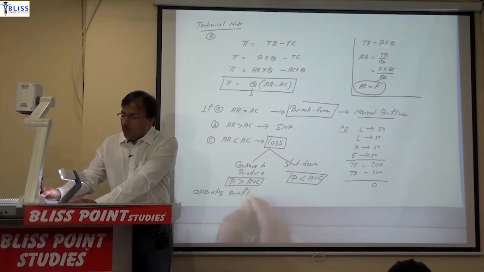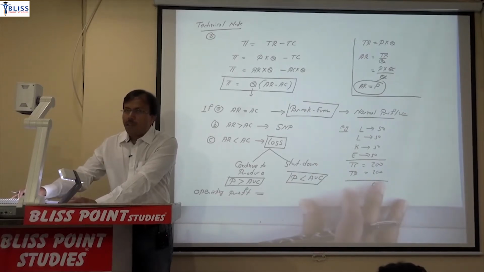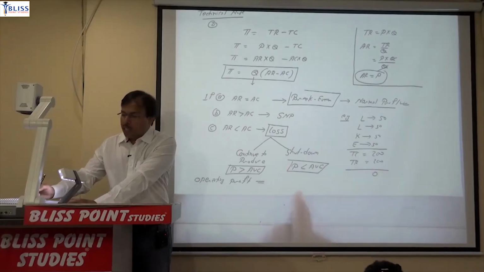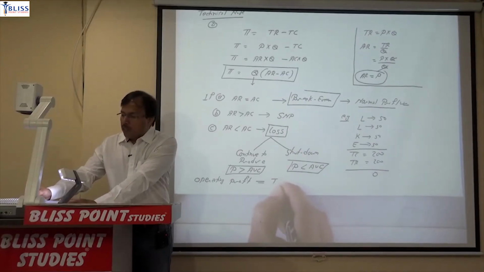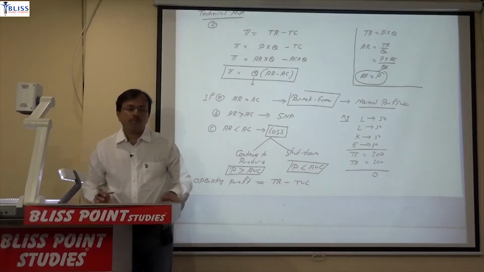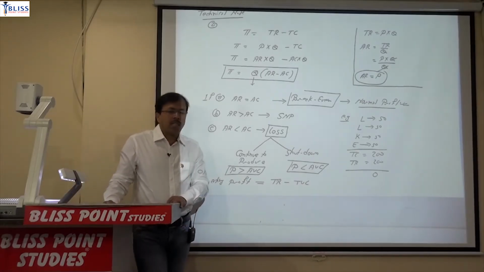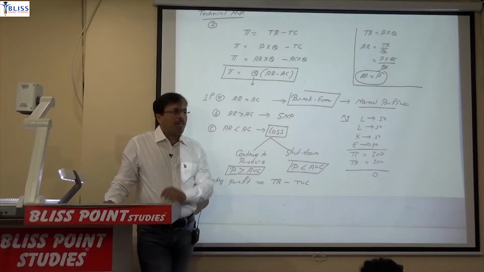फर्म विल कंटिन्यू टू ऑपरेट ओनली व्हेन फर्म इज हैविंग ऑपरेटिंग प्रॉफिट. एंड व्हाट इज द कांसेप्ट ऑफ ऑपरेटिंग प्रॉफिट? फॉर ऑपरेटिंग प्रॉफिट TR माइनस TVC ओनली. रेवेन्यू से क्या माइनस करना है? सिर्फ वेरिएबल कॉस्ट को माइनस कीजिएगा.